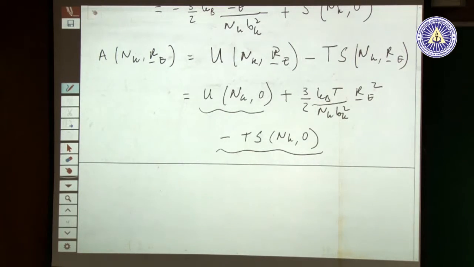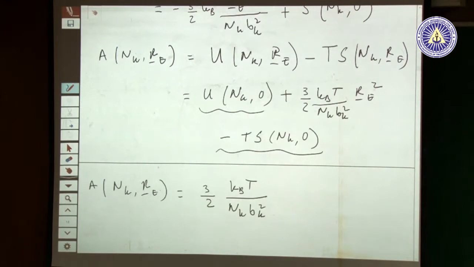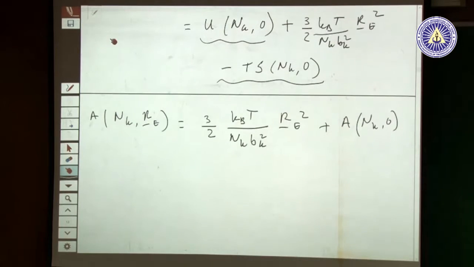So, I write A of NK comma RE to be this first term, 3/2 kBT over NK bK squared times RE squared, plus A of NK comma 0. Okay. So, this now is the free energy of a freely jointed chain.